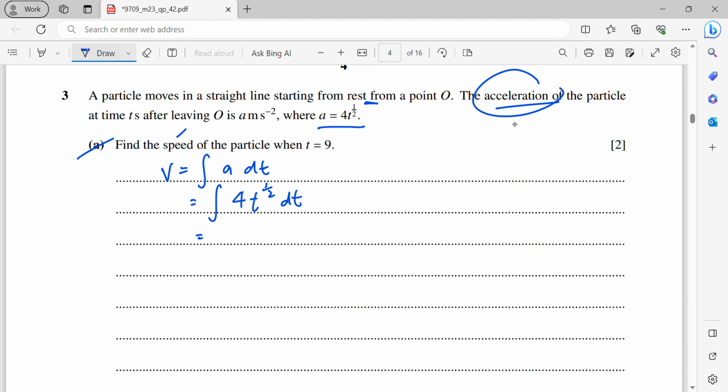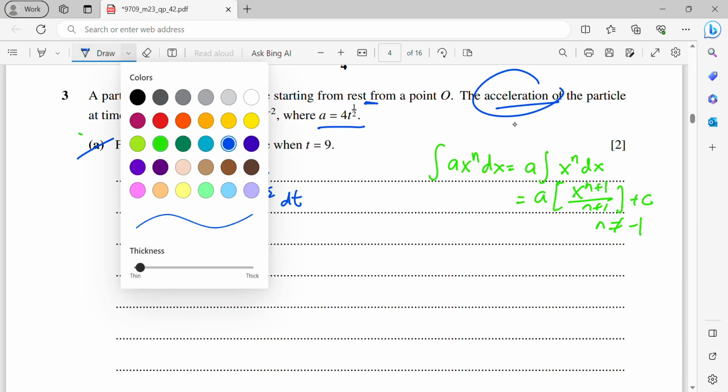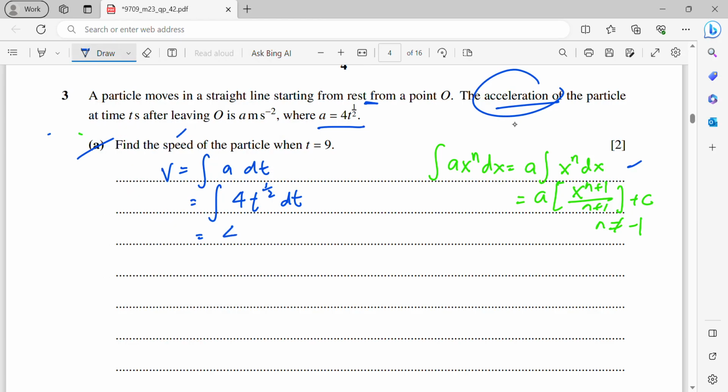Now, when you need to integrate, you refer to the integral of a x to the power n dx. Since the a is constant, you can just take out the a and write x to the power n. When you integrate, it will be x to the power n plus 1 over n plus 1, then plus c, provided the n is not minus 1. Now, when I substitute into this formula, I will have 4, then t to the power of 3 over 2, because half plus 1 is 3 over 2, then divided by 3 over 2, then plus c. So now I simplify 4 divided by 3 over 2, which is 8 over 3.